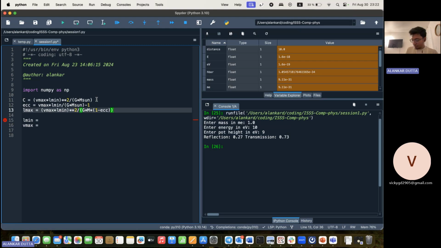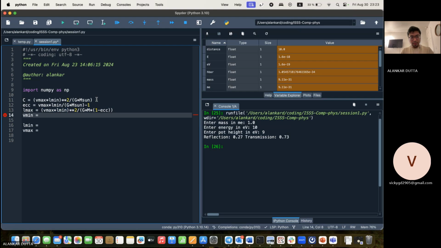This is the distance of the aphelion, and then the velocity at aphelion becomes pretty straightforward, because the product of Vmax times Lmin should be equal to Vmin times Lmax. So that would be Vmax times Lmin, this entire thing, divided by Lmax. Great. So we have got all that we needed.